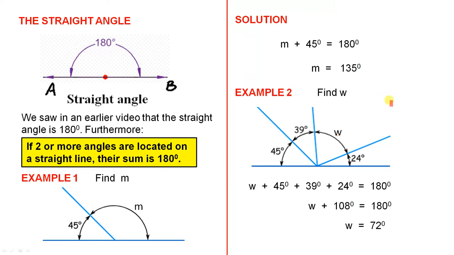Second example, a little bit more involved because we have four angles: 1, 2, 3, 4. Remember, you can have two or more angles. Here we have four. So if we add those four angles together, that must give us 180. So W plus 45 plus 39 plus 24 gives us 180. Those three there add up to 108. What do we have to add to 108 to give us 180? And the answer is 72 degrees. So W is 72 degrees.